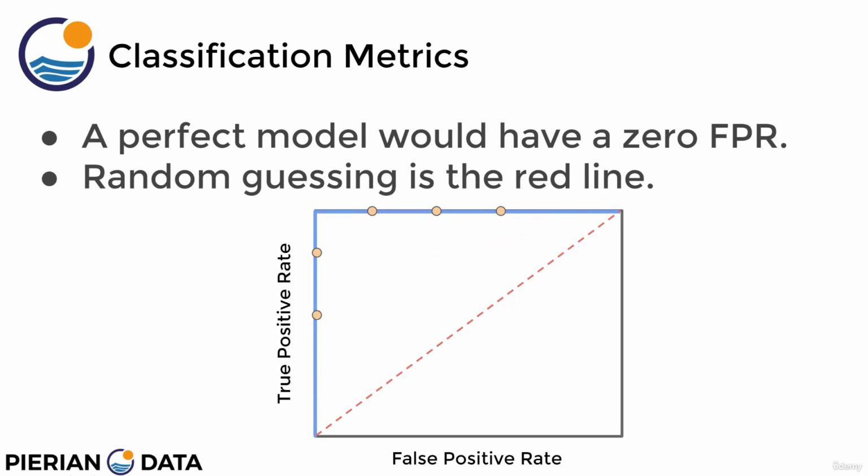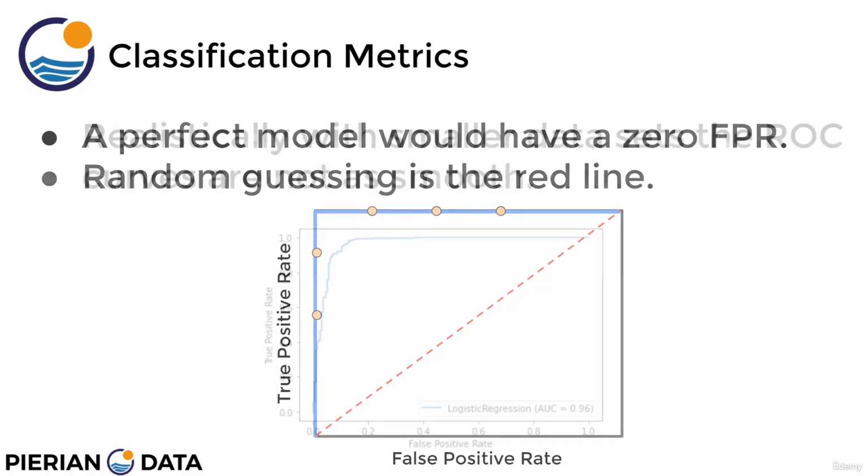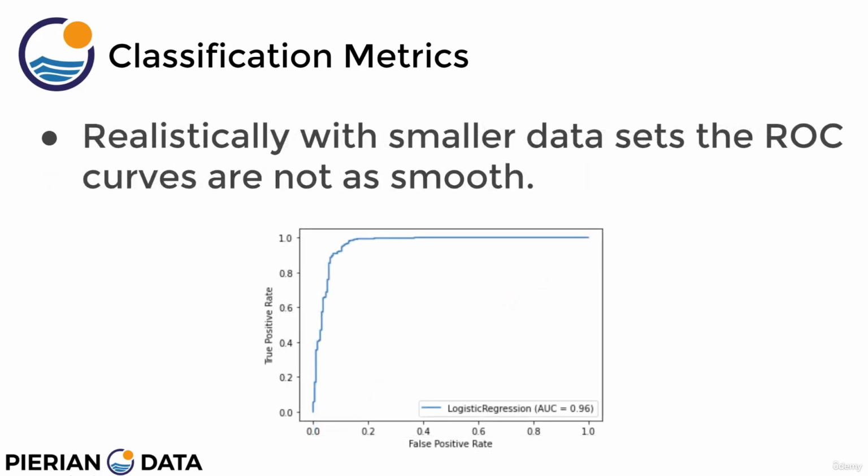And recall that a perfect model would have a 0 false positive rate and a 100% true positive rate. So it would kind of look like it's taking up the entire upper left-hand corner, where random guessing is the red line. Realistically though, not everything's always going to be that smooth curve. We're going to get something that for a smaller data set is going to be a little choppier because the false positive rate doesn't really change depending on certain cutoffs.